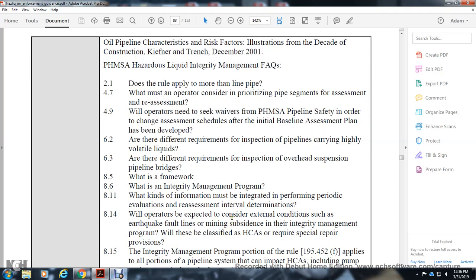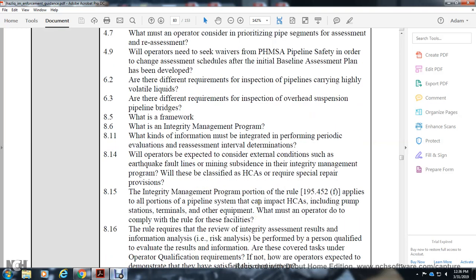8-4: What do the operators expect for the external condition of the earthquake with the fault line with the mining substance? With the integrity management program, it will be classified for the high consequence area that requires special repair provisions. 8-15: For the integrity management program portion of 195.452, it will have all the pipeline segments that could impact the high consequence area, including the pump and the data terminals.